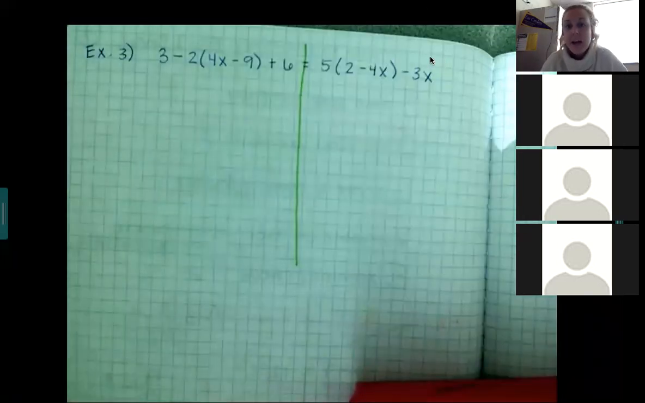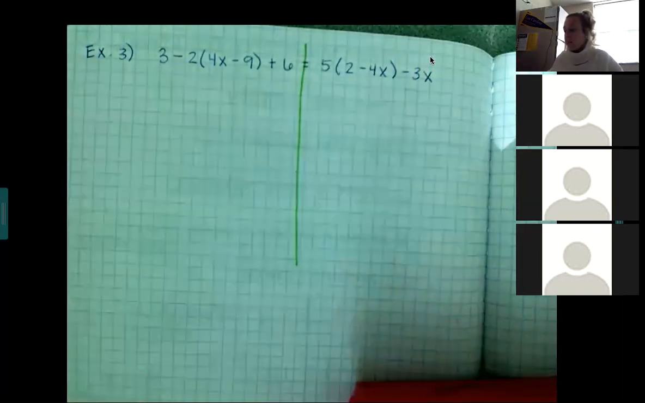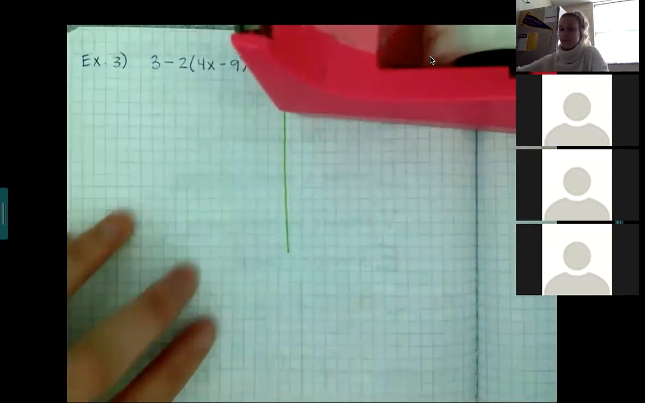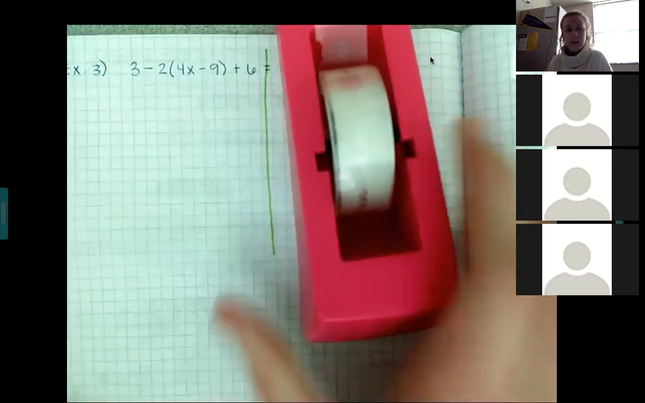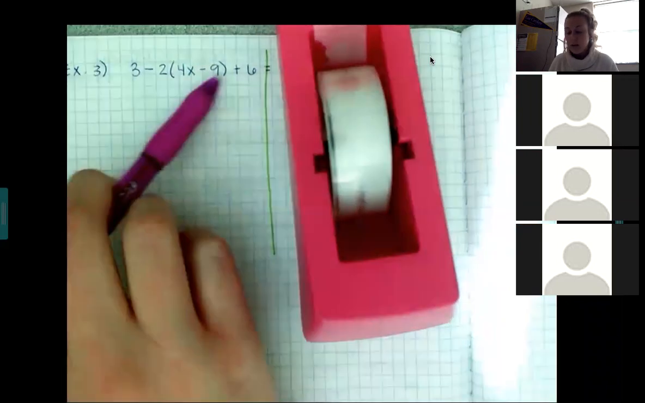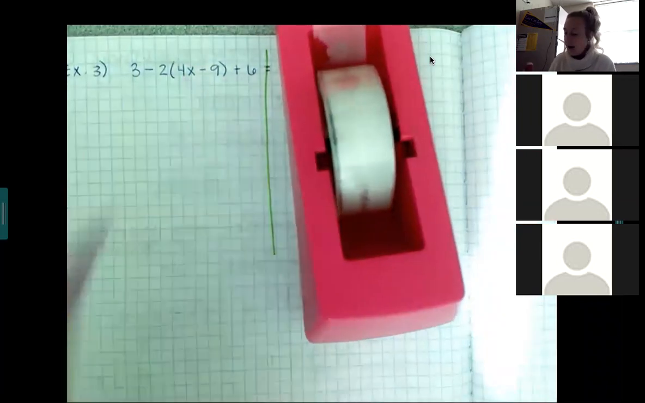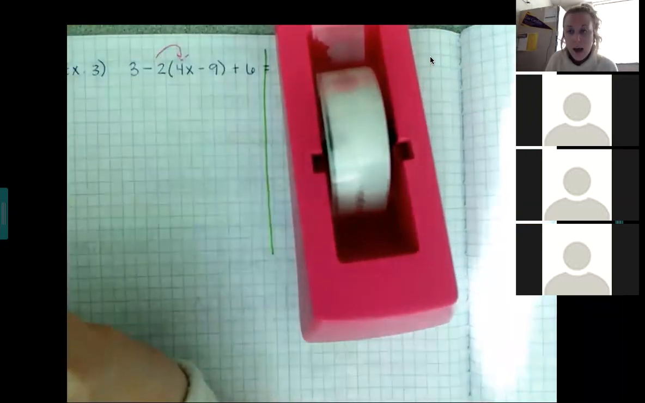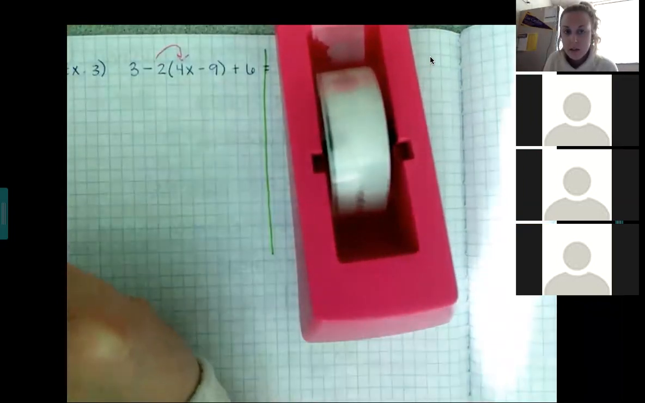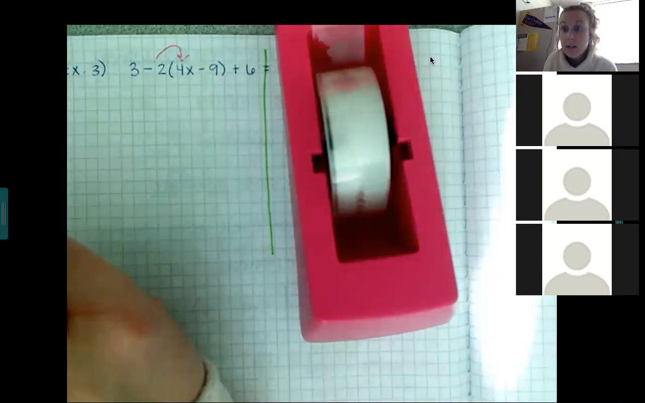All right, same side, simplify. So I'm going to cover up the right side for now, and let's just look at the left. On the left side, did you guys distribute first to get rid of these parentheses? Yes. Okay, so we take negative 2, multiply it by 4x. What does that give me? Negative 8x. Good.